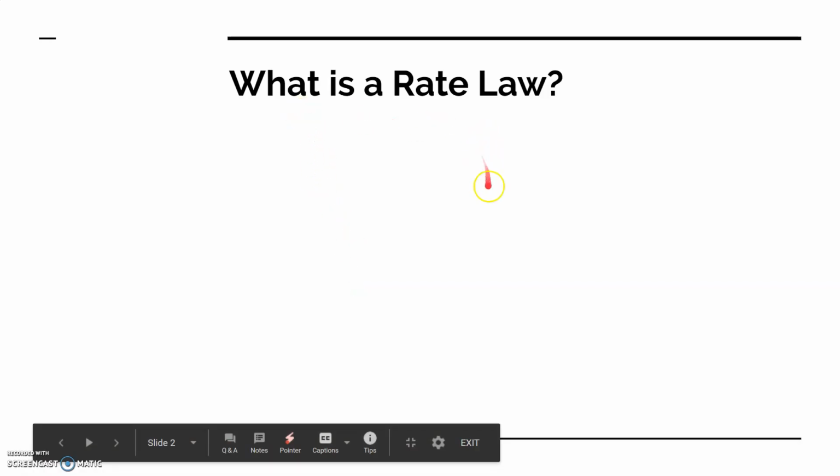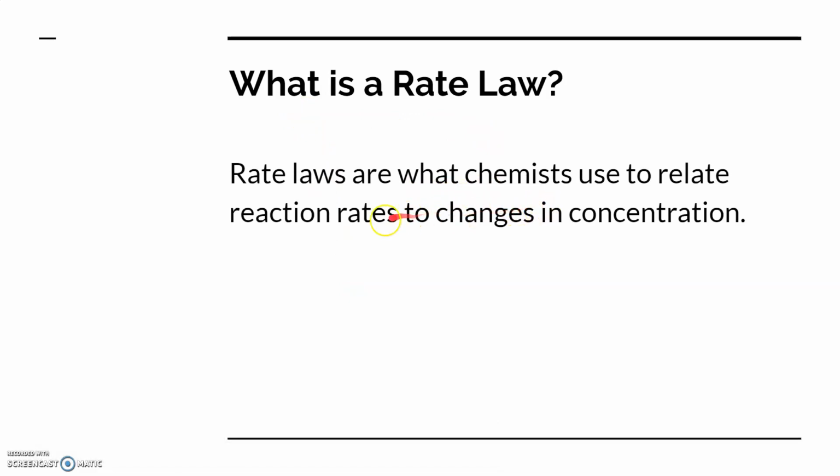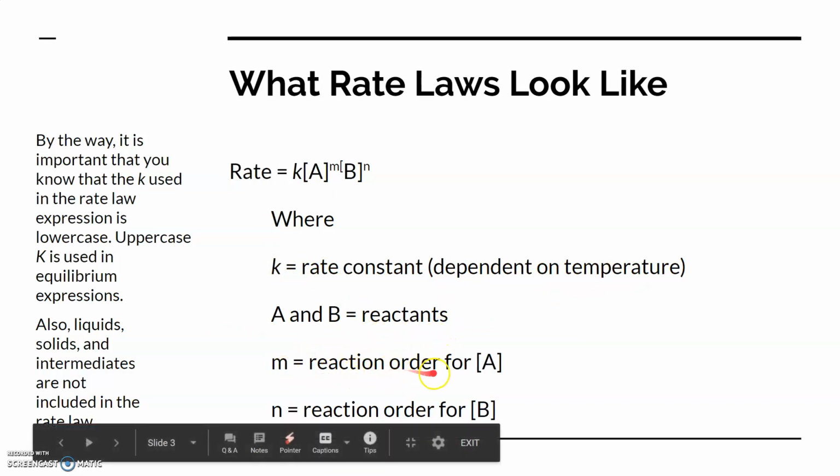What is a rate law? Rate laws are what chemists use to relate reaction rates to changes in concentration. Okay, so this is what a rate law looks like. In this law, K equals the rate constant, which is dependent on temperature. A and B are reactants, and M is the reactant order for A, and N is the reactant order for B. We'll explain this on the next slide.